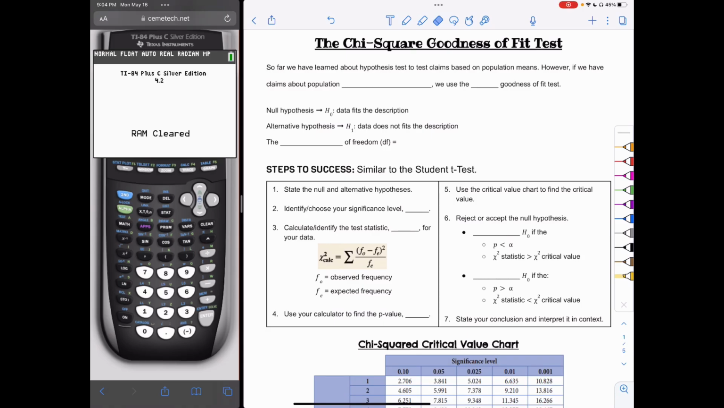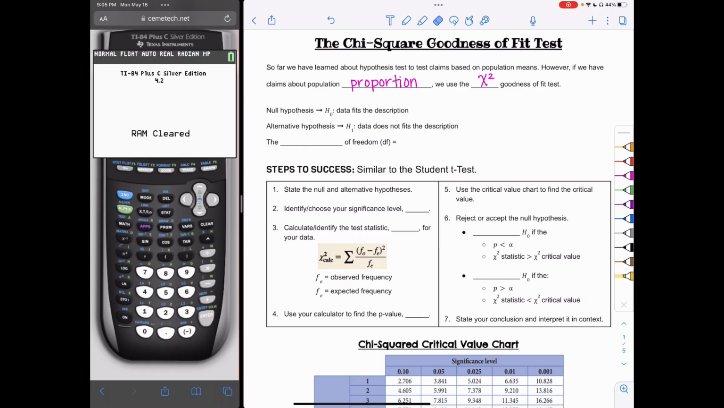Hello, today we're going to talk about the chi-square goodness of fit test. So far we have learned about hypothesis testing whenever we want to test claims based on population means, which is the student's t-test or the two-sample t-test. However, if we want to make claims about a population's proportion, then we have to use the chi-square goodness of fit test. So just like with the t-test, we have our null and our alternative hypothesis.